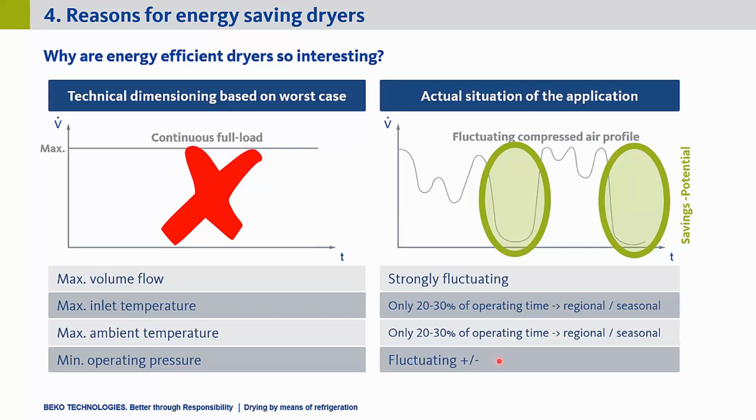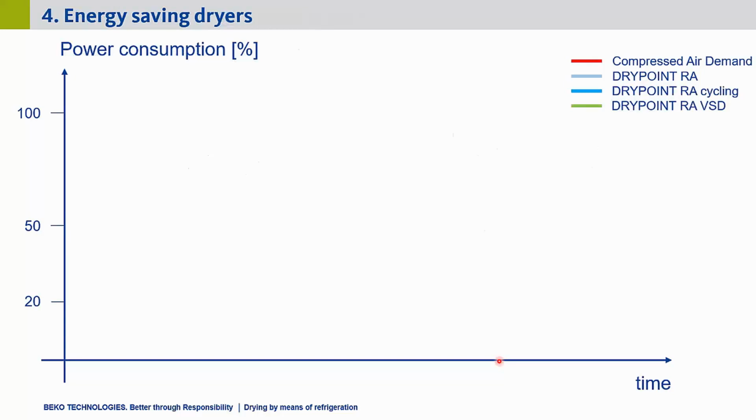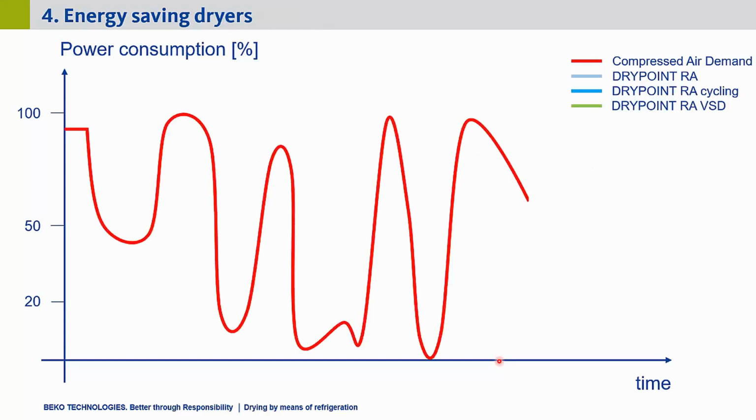So what can we do to achieve that the dryer is not running at full load all the time? Let's have a look at the different energy saving options we have. So let's assume that this red line here is a compressed air demand that we have, just over time, a certain amount from 0 to 100%. Then again, you can read here, DRYPOINT RA, which is the standard series, would have a power consumption that looks like this. So we would have a stable power consumption because a normal standard dryer that delivers a stable dew point output also has a very stable power consumption at 100%.